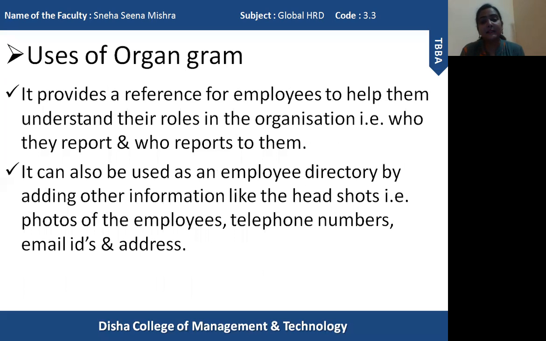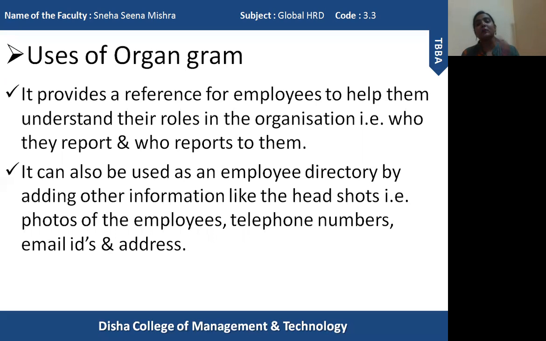The next point here says that it provides reference for employees so that they can understand their roles in the organization. Suppose reference means you can understand, for example, you are appointed within an organization and you have no idea to whom you are supposed to report and who are the people who will report to you. So you have no idea about that. So can you do your job properly? No. You need to understand who is your superior and to whom you are supposed to report, and who are the people who are working under you and they will report to you. So these kind of relationships are clearly explained in the organogram.